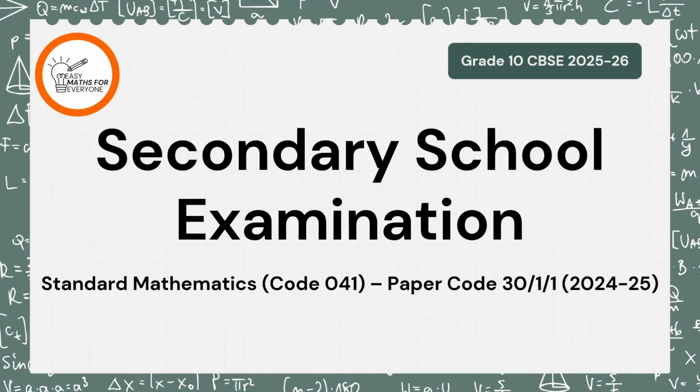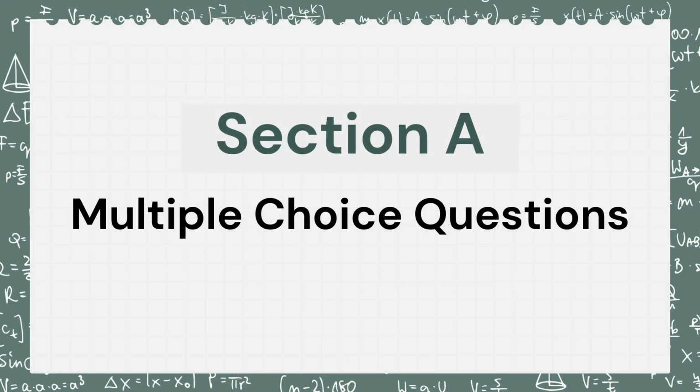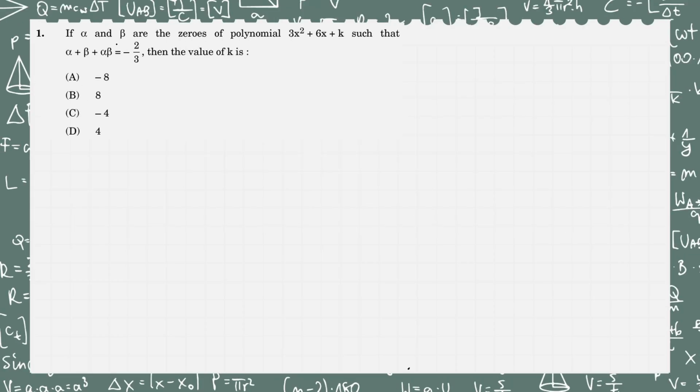The paper we are going to discuss today is the board paper for 2024-25 batch for grade 10 standard mathematics, and paper code is 30/1/1. To begin with, let's solve the sums from section A, which are MCQs carrying 1 mark each. The first question is, if alpha and beta are the zeros of the polynomial 3x square plus 6x plus k such that alpha plus alpha beta equal to minus 2 by 3, then the value of k is, we have to find it out.